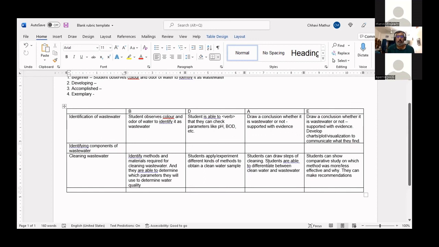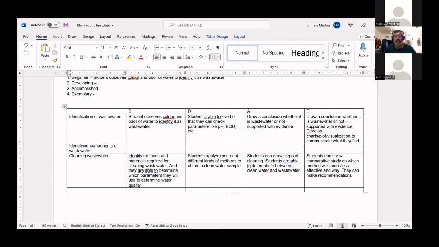Accomplished, students can draw steps of cleaning. They're able to differentiate between clean water and wastewater. And exemplary is that they can show a comparative study on which method was more or less effective and why, and they can make recommendations. Yeah.